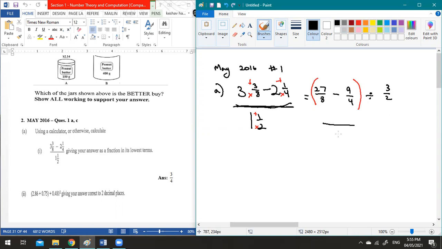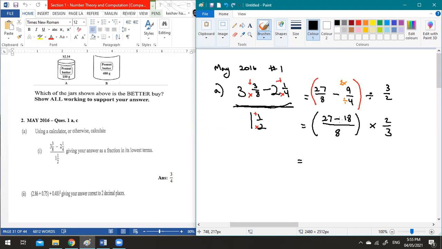The LCM of 8 and 4 is 8. So we don't need to divide or anything here. We will say 8 into 8, 1 by 27 is 27. Take on the negative sign. 8 divided by 4 is 2, 2 by 9 is 18. And you change the division to a multiplication sign and flip the fraction.